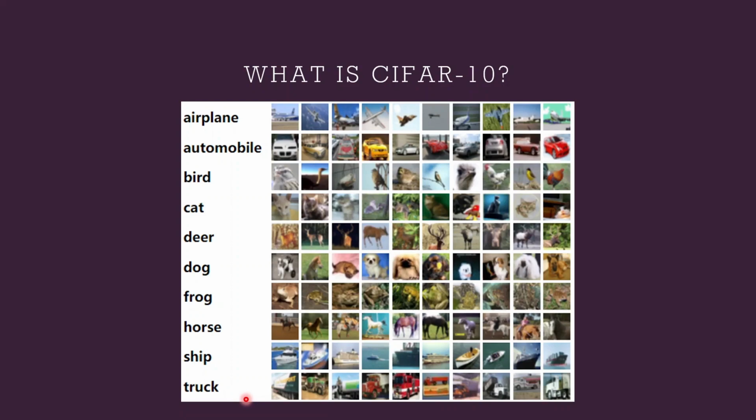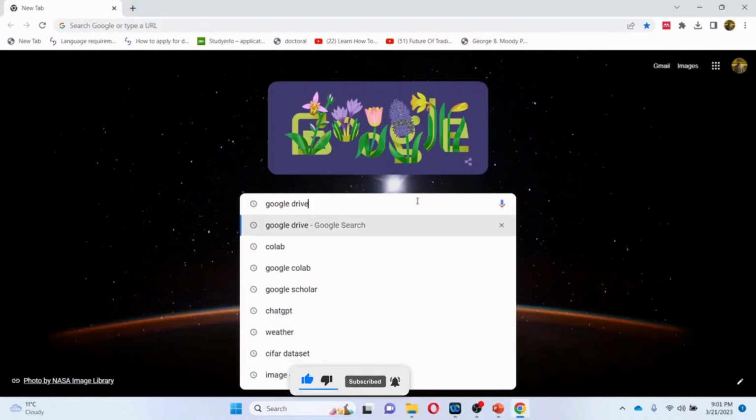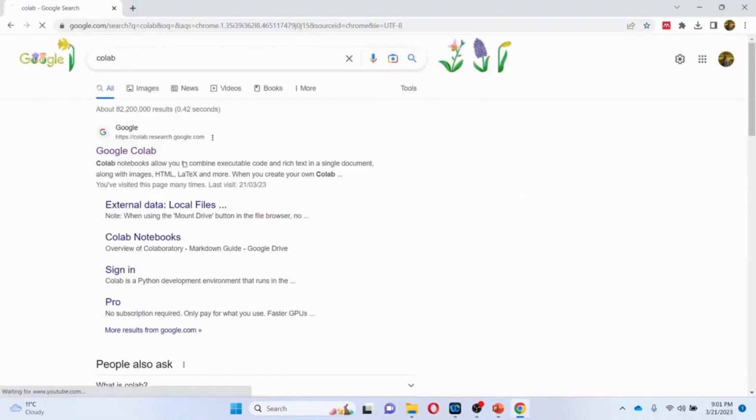These are very small images, 32 pixels by 32 pixels. This dataset is also already split into a training and test set. We will be using 50,000 images for training, and 10,000 images for testing. In this video we will implement the CNN for the CIFAR dataset. So let's go right away to Colab.